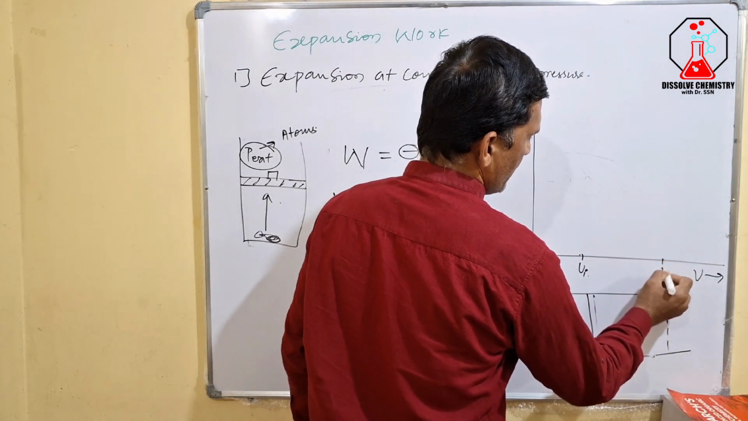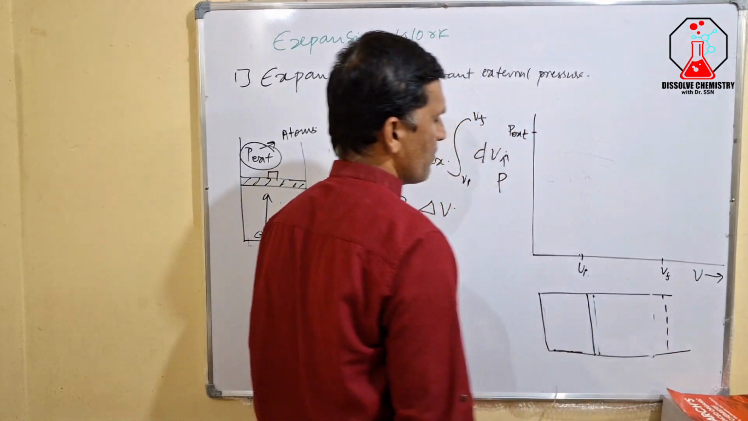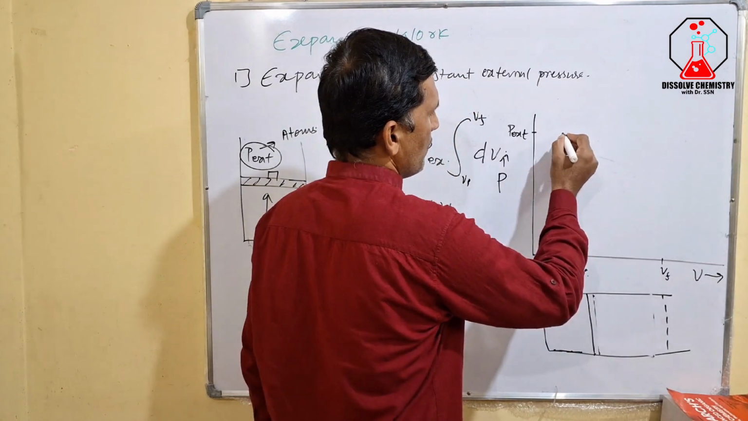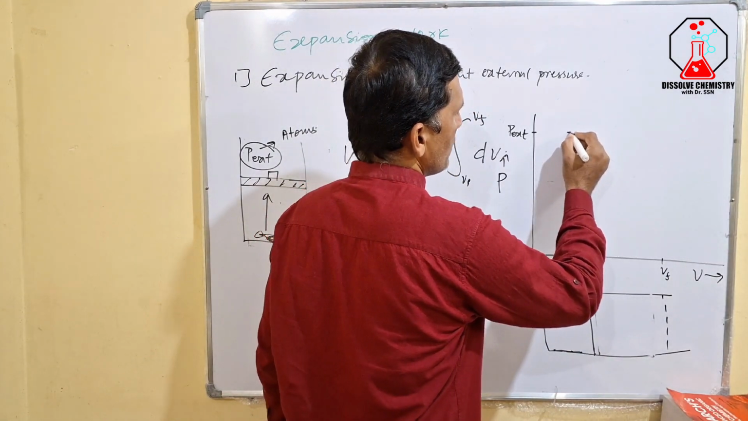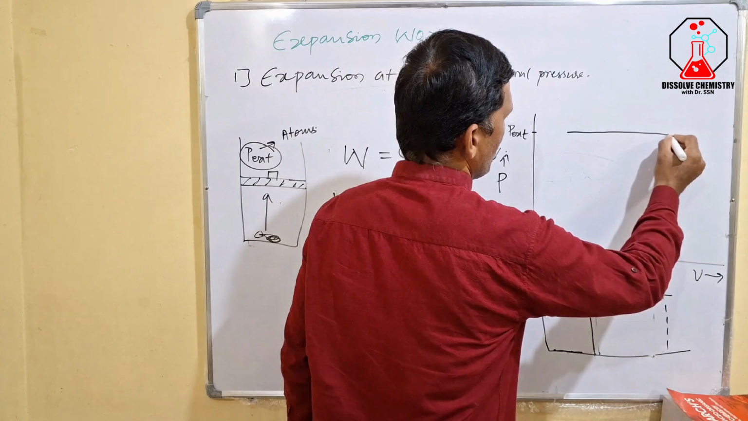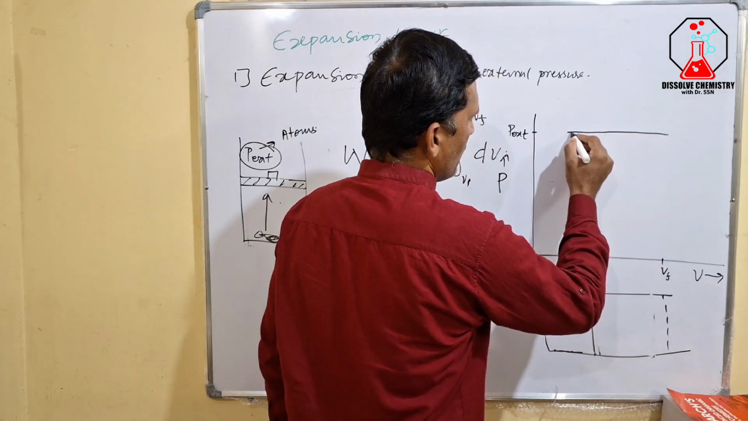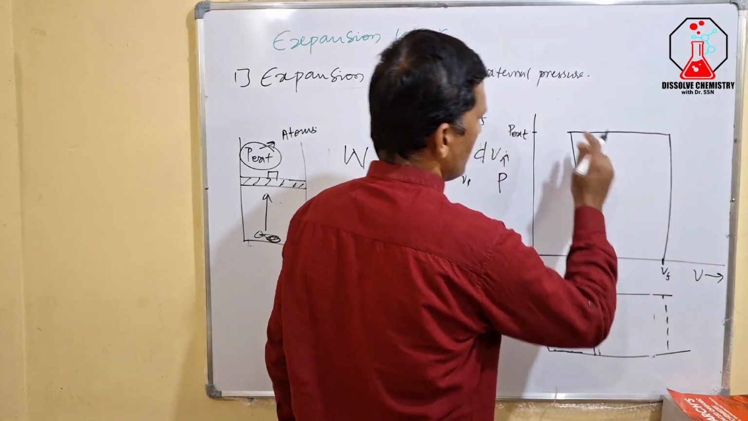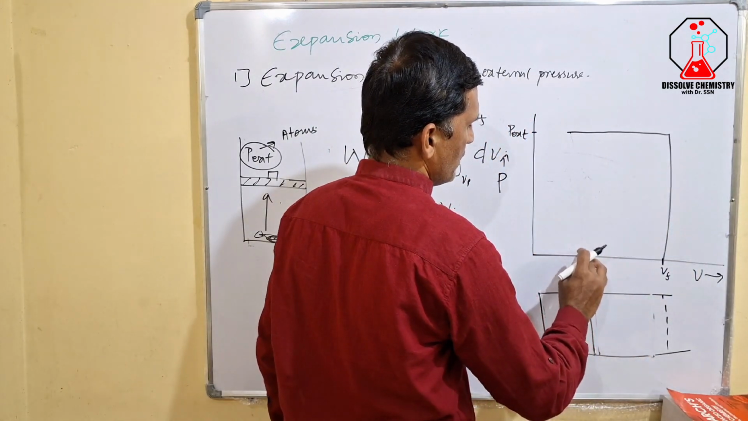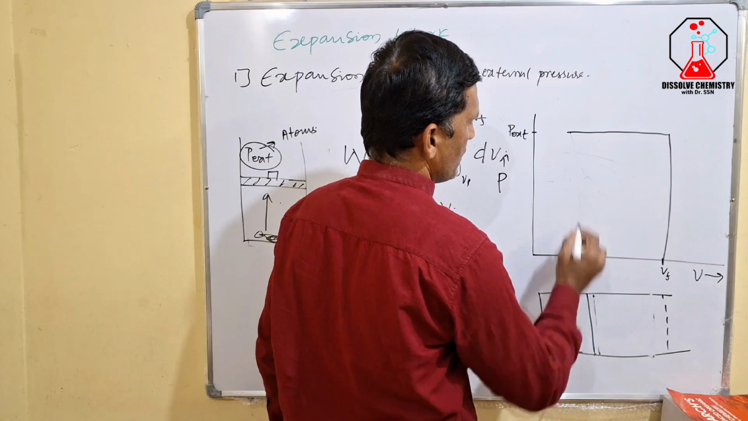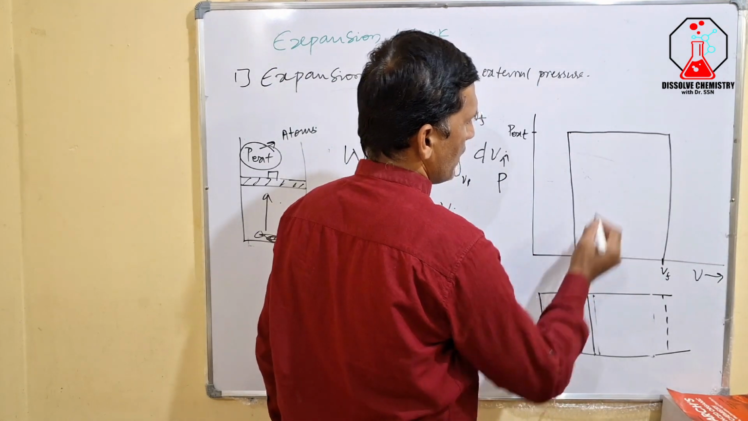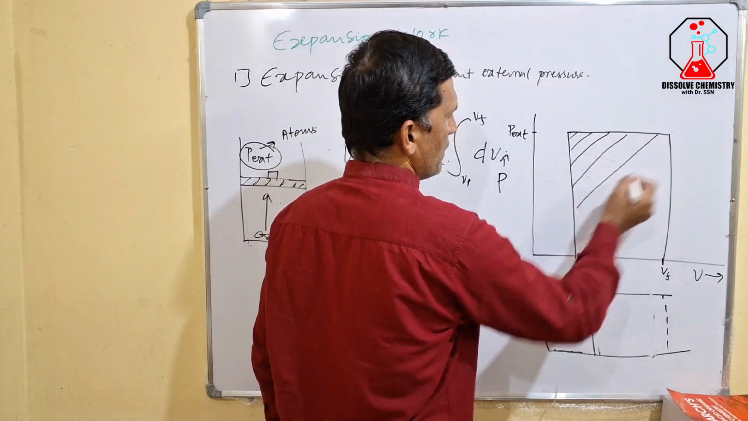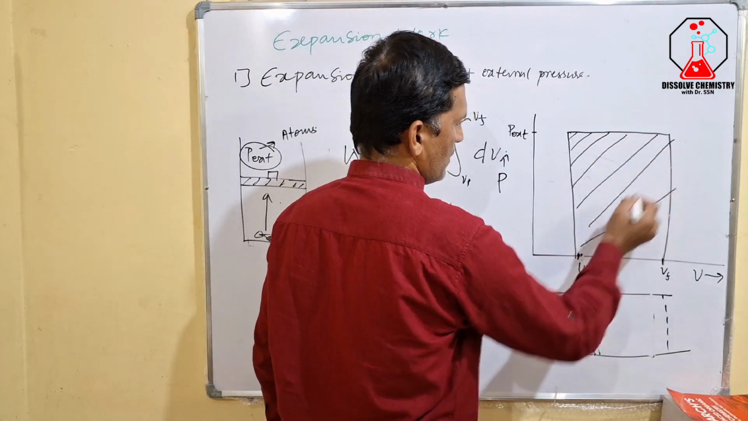Fine. So that we call it as V final. Throughout your expansion process, your pressure is remaining constant. So therefore it is written like this, and your volume is, okay, and this is how we represent the work done by the system at constant pressure.